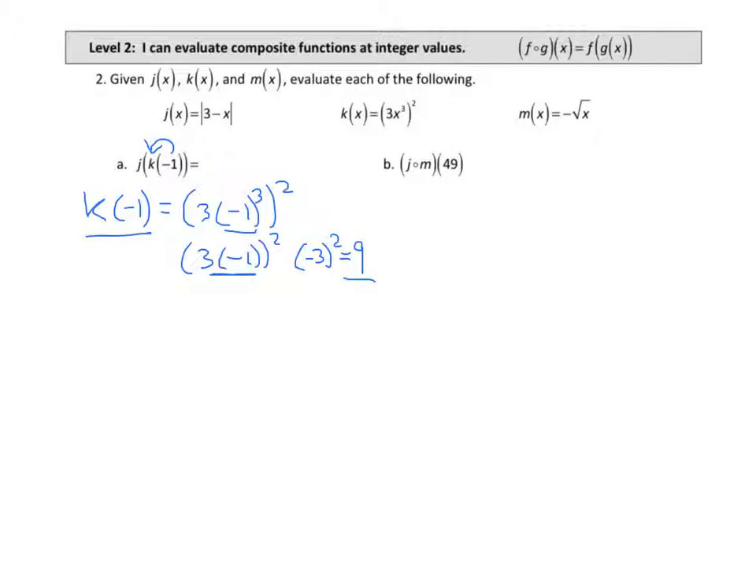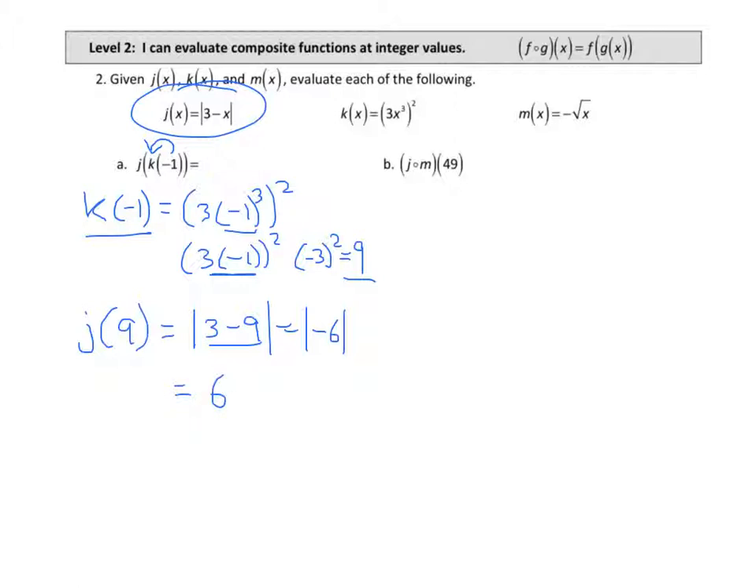Now we take this answer that we got, +9, and we plug it into our next function. So we're going to find j of 9. And so plugging 9 into our function j up at the top, we get the absolute value of 3 minus 9. Inside the absolute value, 3 minus 9 is -6, so we get the absolute value of -6. And absolute value makes everything come out positive, so this comes out to be +6. And that's my final answer.